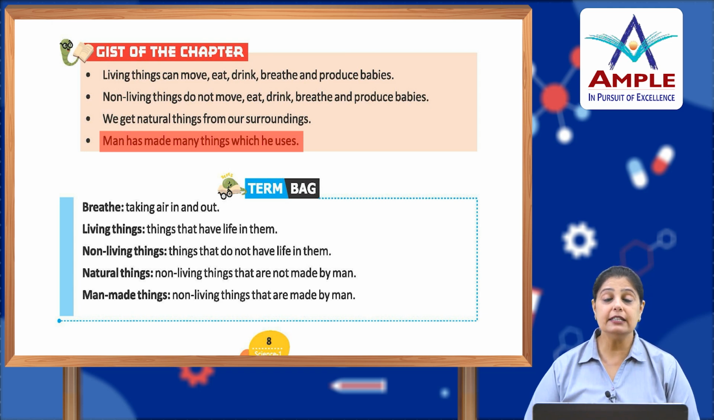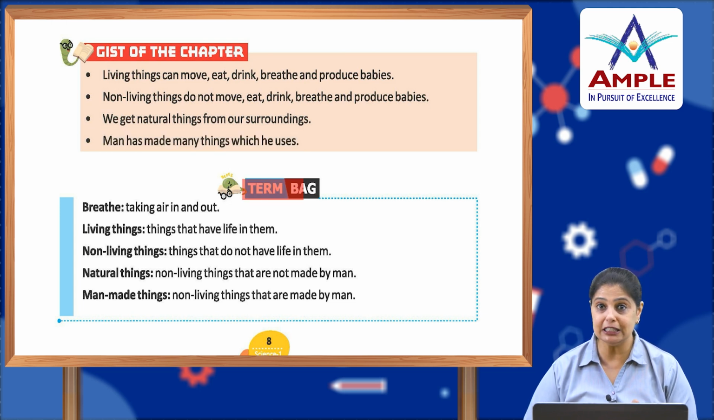Alright? Now, let's look at certain terminologies. Certain new words that we've come across in this chapter. Let's look at the term breathe. What do you mean by breathe? Breathe means to take in air and give out air. So, taking air in and out, inhaling and exhaling is called breathing. Living things, they are the things that have life in them. Non-living things, they are the things that do not have life in them.